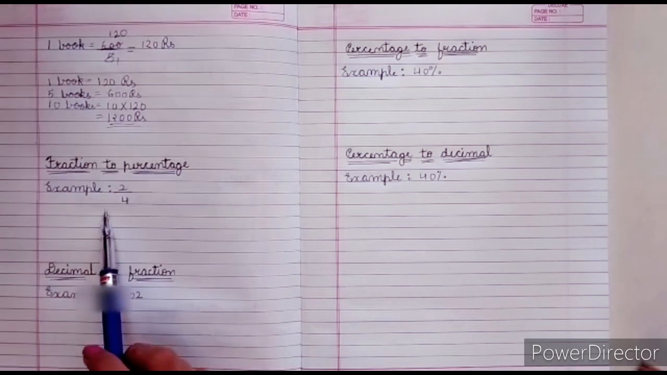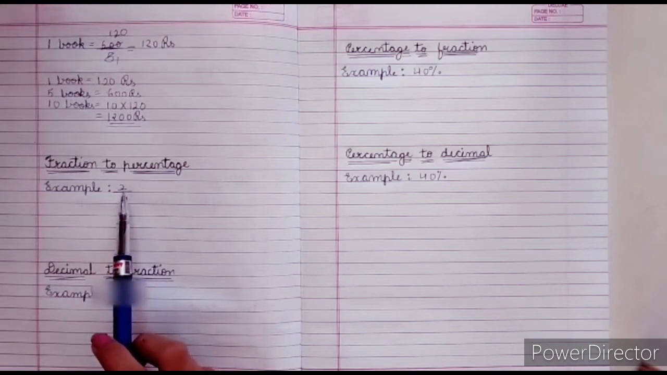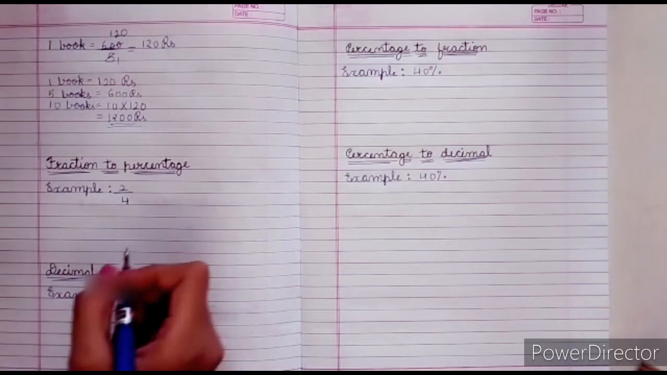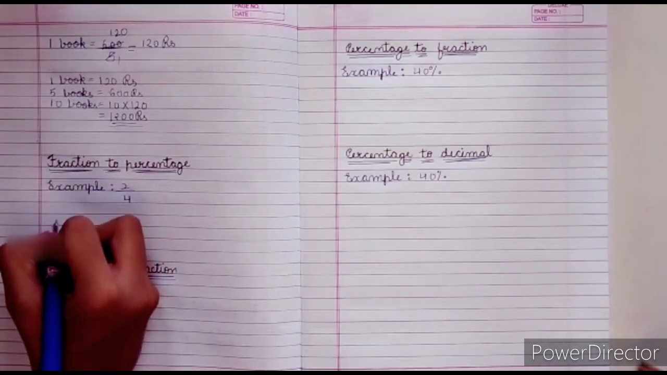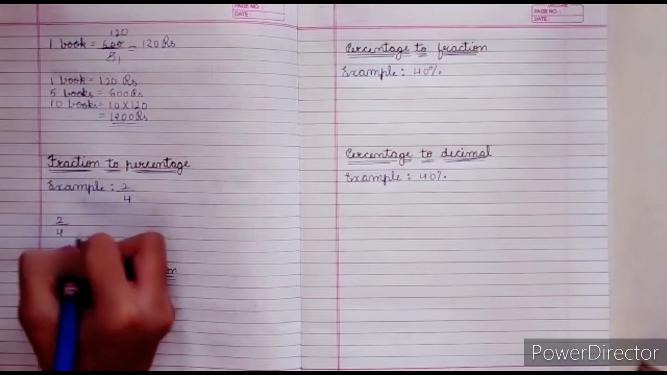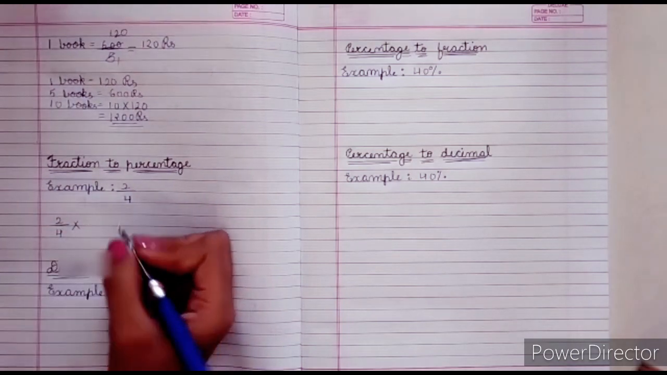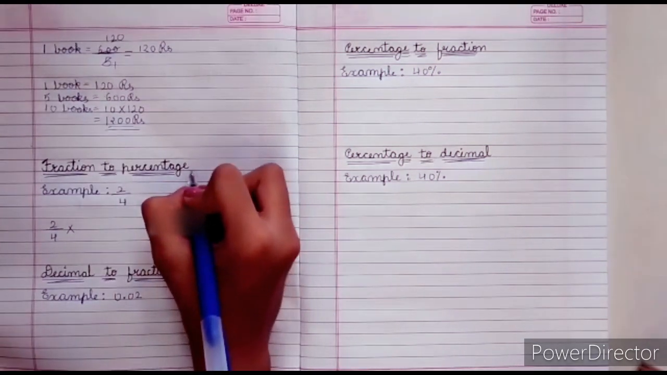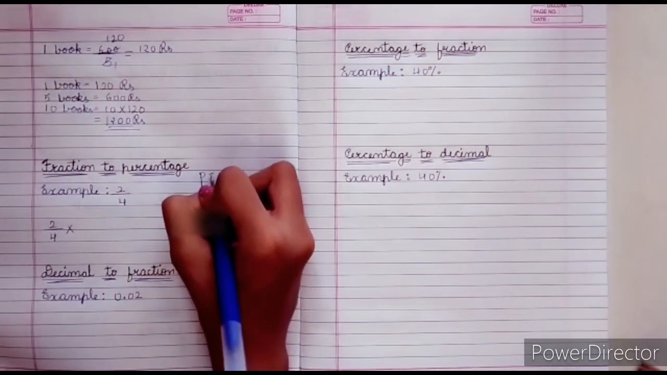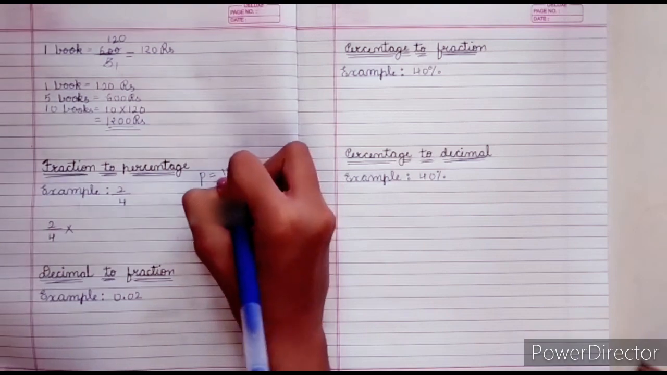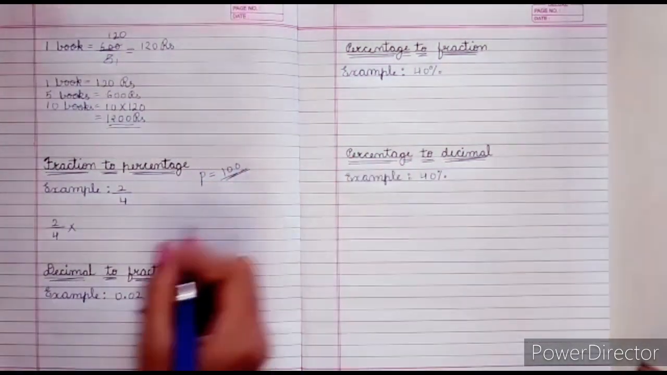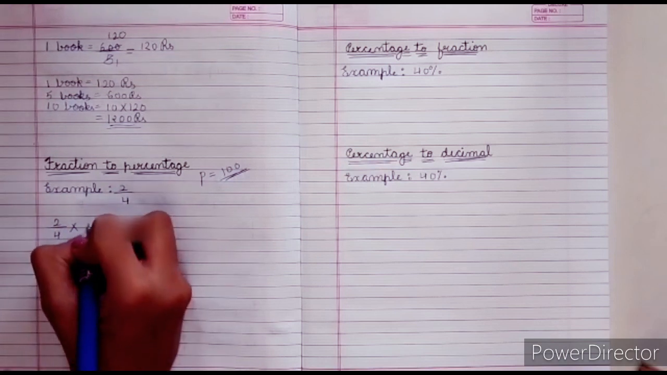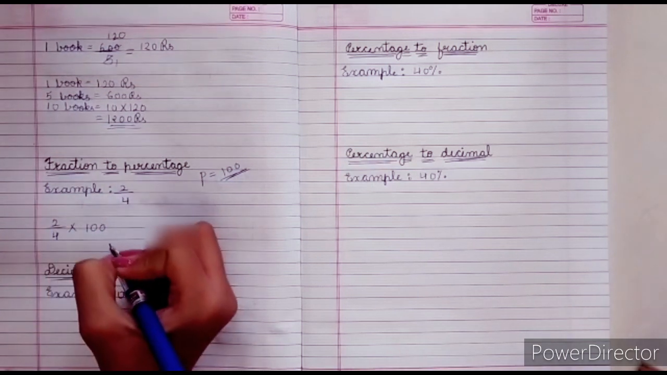Now next topic is fraction to percentage. Now how do we convert a fraction to a percentage? Here I have taken an example which is 2 upon 4. So how to convert it into a percentage? Simply we have to multiply it with 100, because percentage means 100. Always a percentage comes out from 100. Now if we have to convert a fraction into a percentage, we simply multiply it with 100.